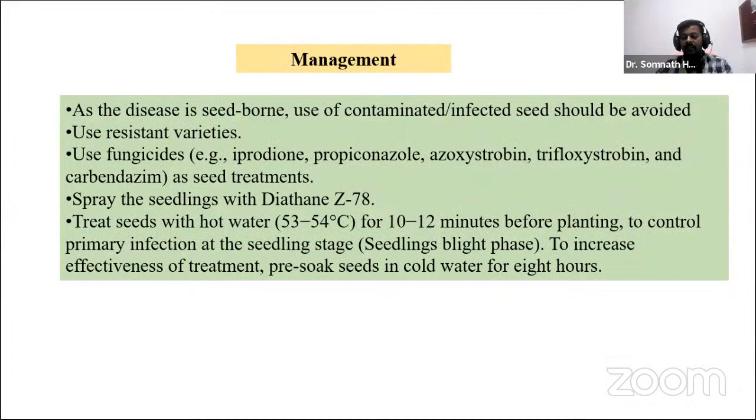As the disease is seed borne, we need to avoid contaminated or infected seed at the time of planting. Use of resistant varieties is encouraged. Fungicides like carboxin, propiconazole, azoxystrobin, trifloxystrobin and carbendazim can be used as seed treatment. Spray the seedlings with Dithane. We can treat the seeds with hot water at 54 degrees Celsius for 10 to 12 minutes before planting to control the primary infection at the seedling stage, which we call the seedling blight phase. To increase the effectiveness of the treatment, we can pre-soak the seeds in cold water for 6 to 8 hours.